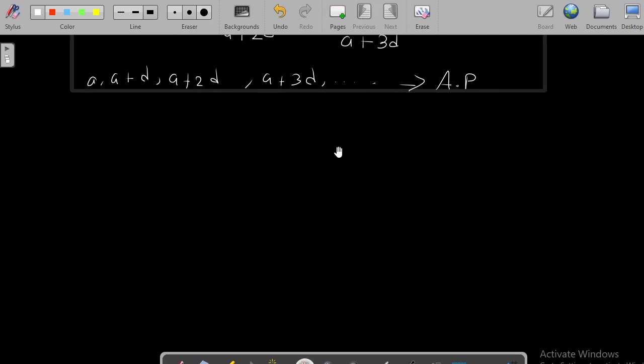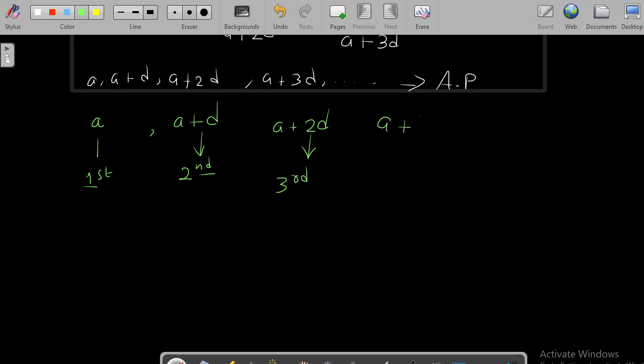Well, now we can see one thing. We have to formulate the nth term of the AP. In order to do that, we have to observe a simple thing. The first term is A. The second term is A plus D. The third term is A plus 2D. And the fourth term is A plus 3D.